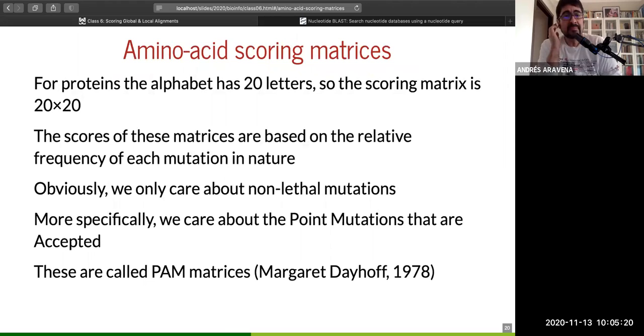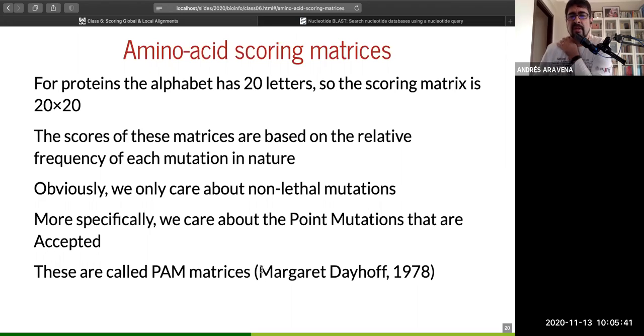For amino acids, you have a bigger matrix, of course. In this case, the scorings are different and based on the frequencies found in nature. This is a discussion that we are going to have in more detail, but let's start with the historical thing.